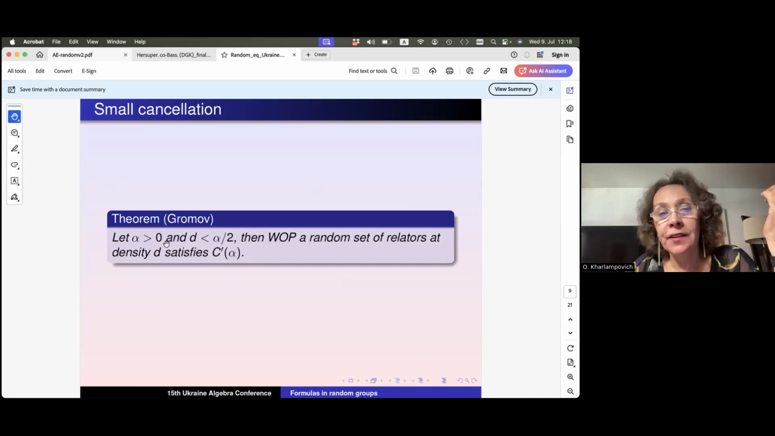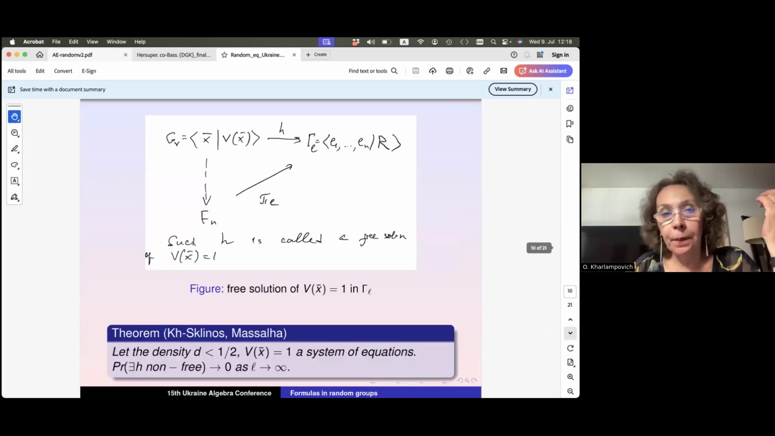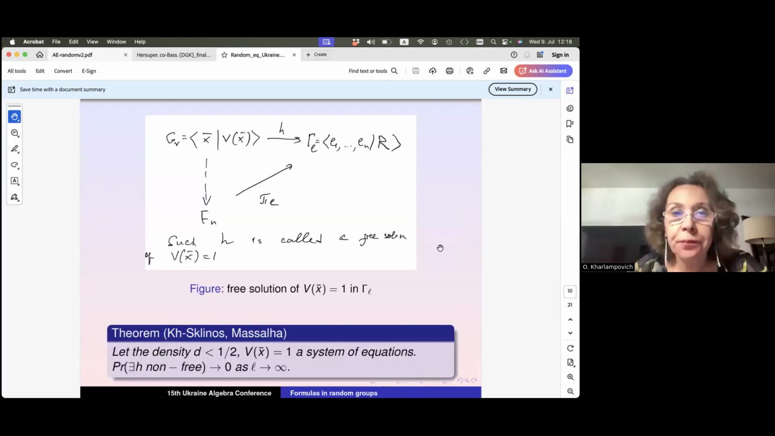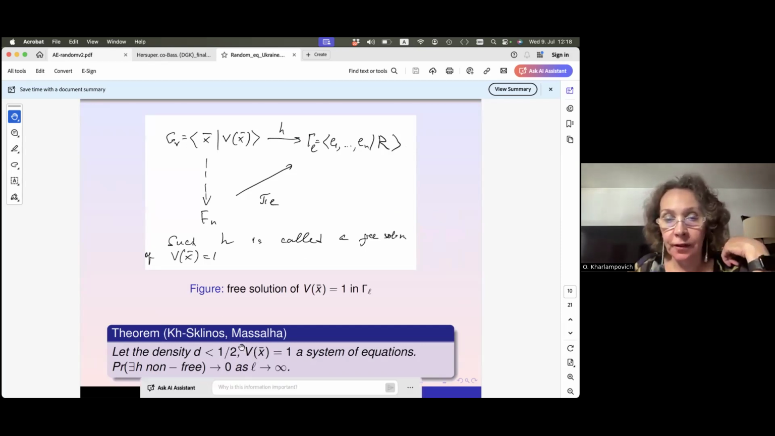Moreover, if alpha is greater than 0 and density is less than alpha divided by 2, then with overwhelming probability, a random set of relators satisfies a small cancellation condition, C prime of alpha. Okay, now let me repeat the first theorem about equations. For density less than 1/2, and given a system of equations, the probability that there exists a non-free solution for the system, a solution which cannot be lifted to a free group, approaches 0 as L approaches infinity.